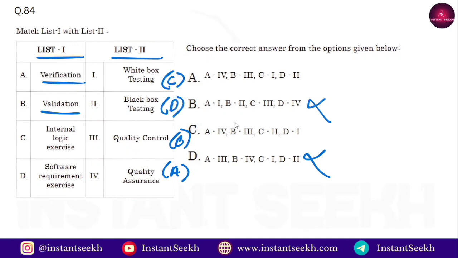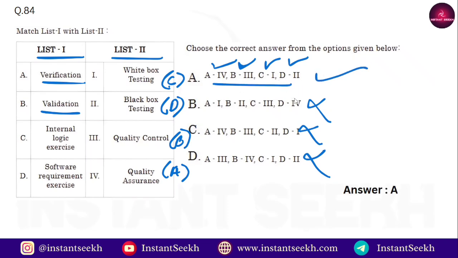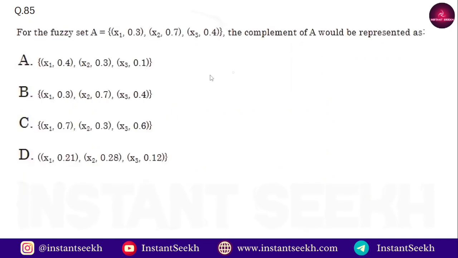Black box testing. Okay. So this option gets eliminated. A goes for 4, that is verification, meaning quality assurance. Then B goes for 3, that is validation, which checks for quality control. Internal logic exercise is basically white box testing, and your software requirement exercise is what? Black box testing. So your matching option A is your correct answer for this particular question. Let's move on to the next.